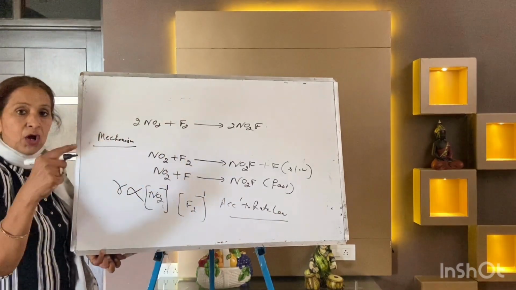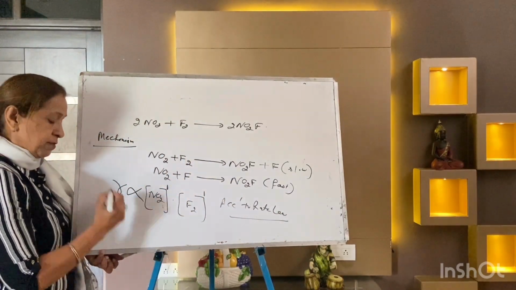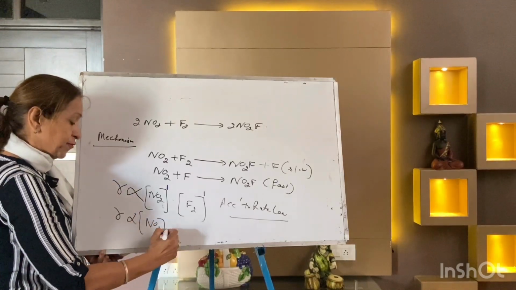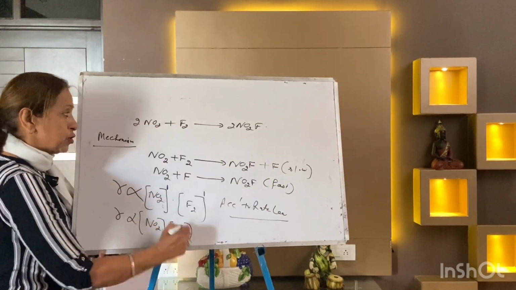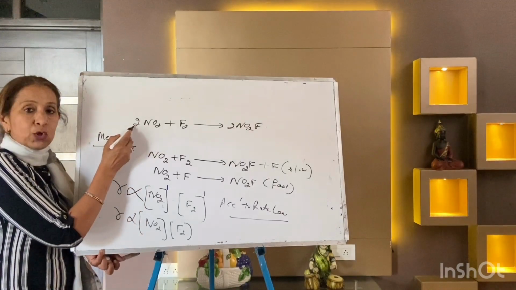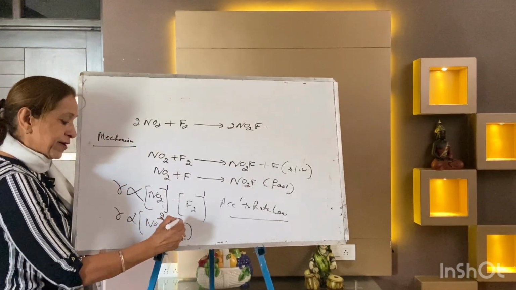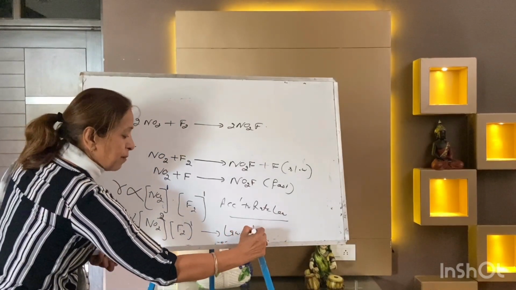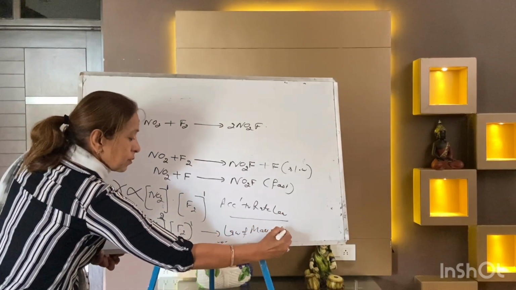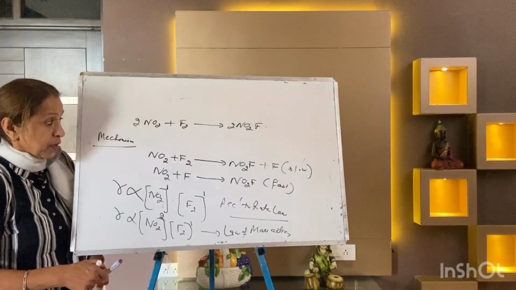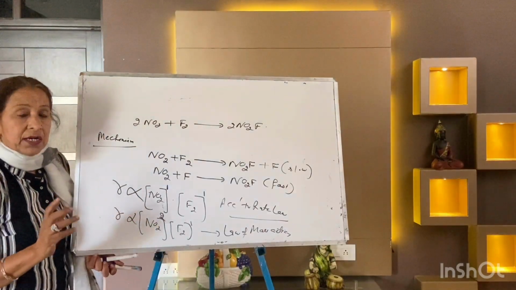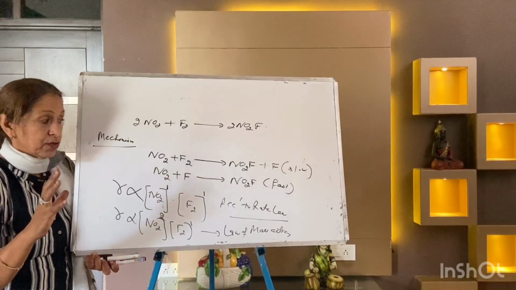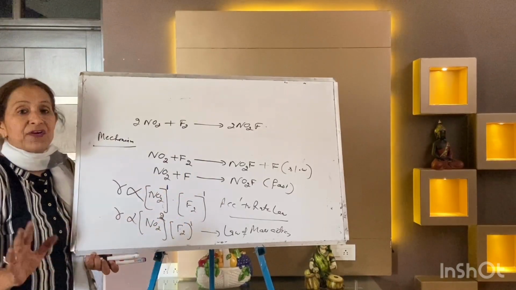Now according to law of mass action, R is proportional to NO2, F2, but it is power 2. Now you can see 2, it's overall, it's 2 and it is 1. This is according to law of mass action. Now I think it's clear, but even then it will take approximately 10 minutes to get the topic totally clarified.